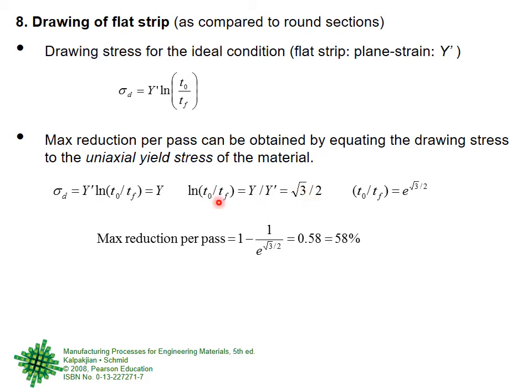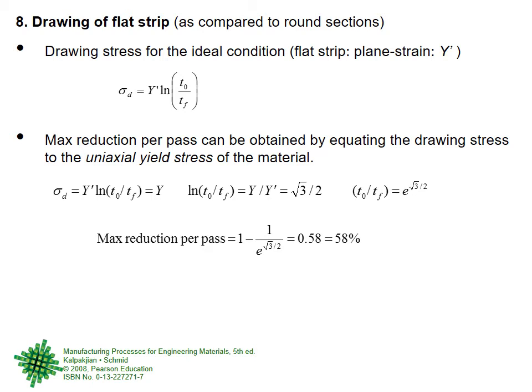Therefore, t naught by tf, take e raised to this and e raised to this. So t naught by tf is e raised to root 3 by 2, and the maximum reduction per pass is 1 minus tf by t naught, remember, which is 1 upon that. So it is 58% this time. I'm not explaining a lot here, because this is exactly the same as we did last time, with just the variation that a naught by af has become t naught by tf. So this time it is 58%.